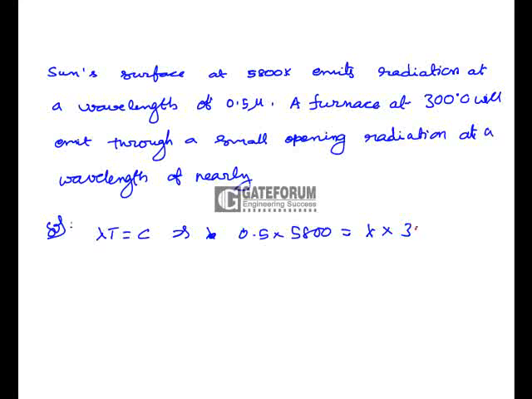Now converting it into Kelvin, that is 573 Kelvin. So from this equation we can obtain the wavelength of the furnace, that is equal to 5.06 microns.